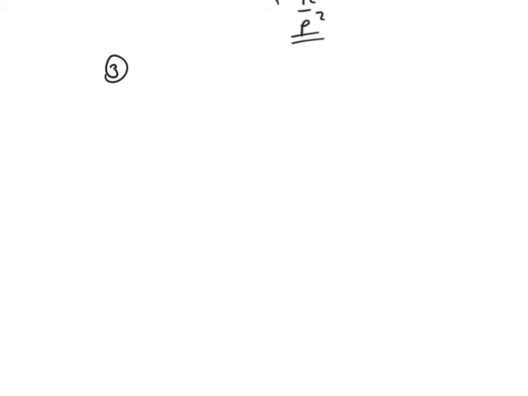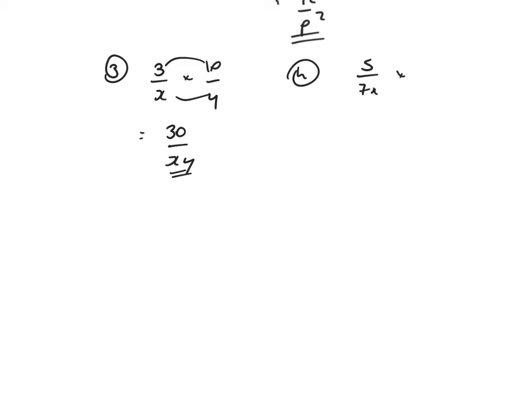Okay, example 3. 3 over x times 10 over y. Okay, 3 times 10 is 30. x times y is xy. Final answer. Example 4. 5 over 7x multiplied by 4x over 3. Okay, 5 lots of 4x is 20x. 3 lots of 7x is 21x.